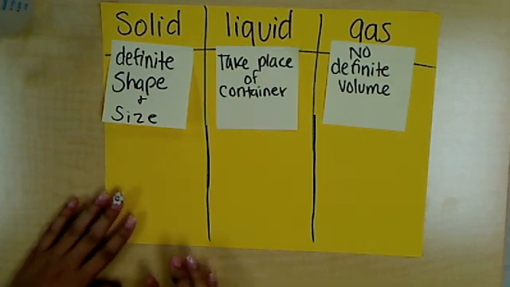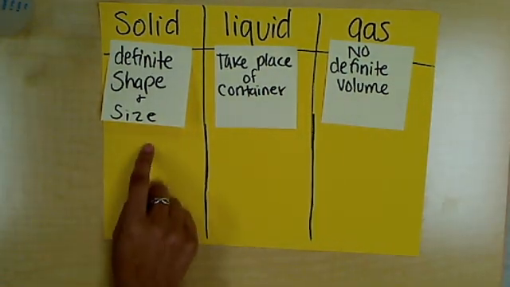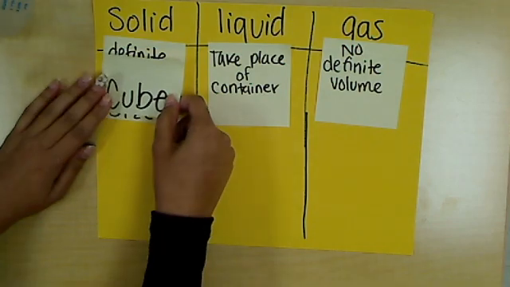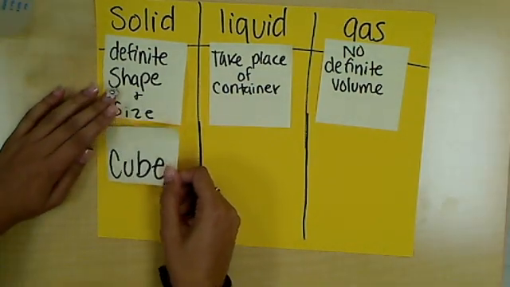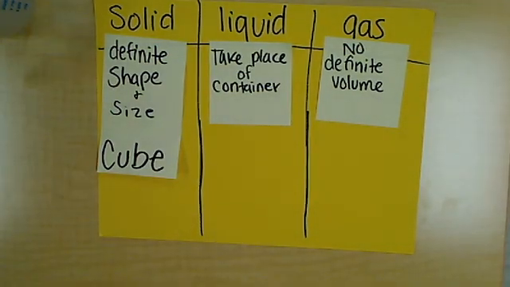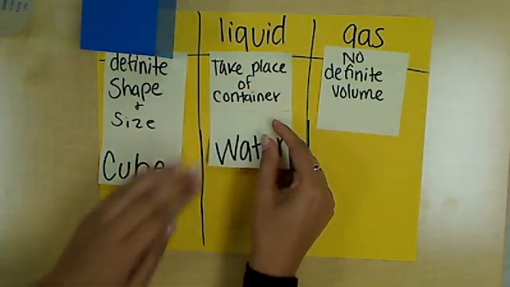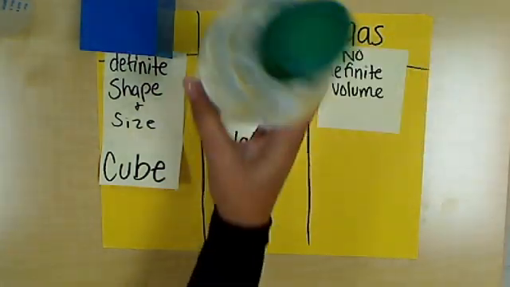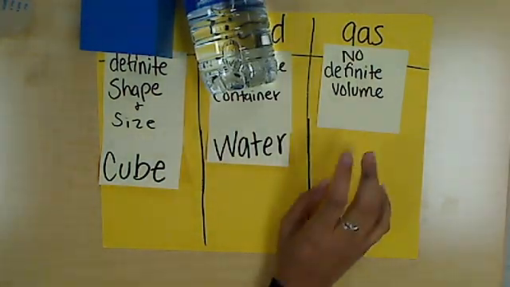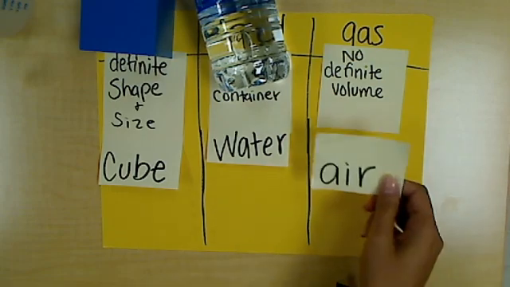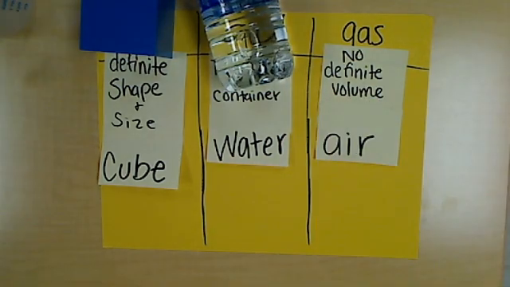So what I did today is I went around my room and I found examples of a solid, a liquid, and a gas. For my example of a solid, I found a cube. Let's put it right here. I found a cube. Let me show you the cube right here. For my example of a liquid, I found a water bottle. So, water. And for my example of a gas, I am using the air in this room. So, air. All right, now let's try to describe the properties of these three things that I found.